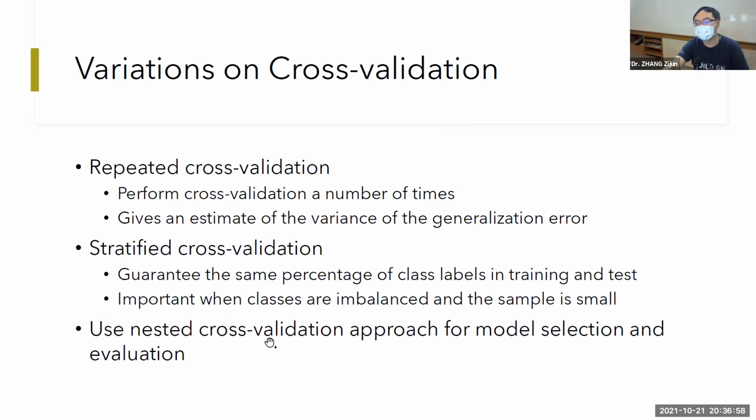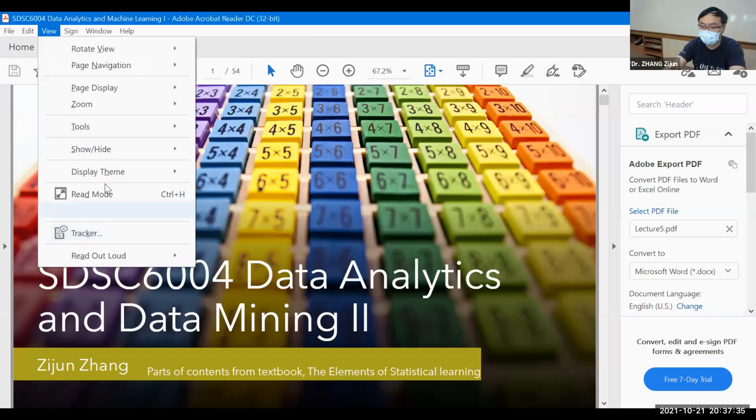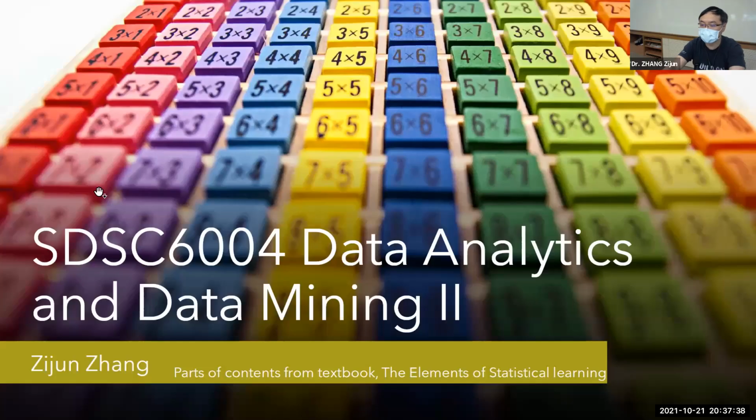You can also use a nested cross-validation approach for model selection and evaluation. Nested means first we use the full data and next we use a smaller amount, okay, to gradually check its generalizability. Okay, so we'll finish these slides, then we go to the next one. We talk about some regression contents.